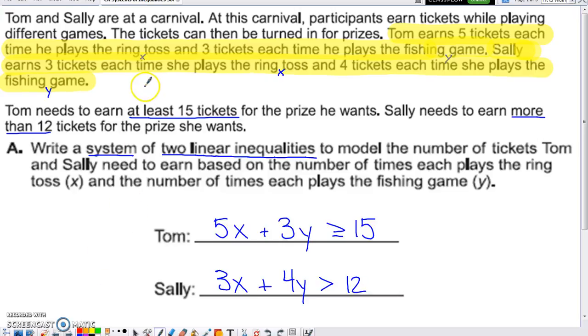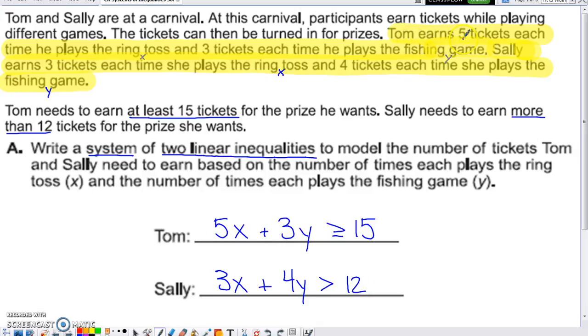So if you read what we're told in the paragraph that precedes what we're actually asked to do, it's telling us two people are at a carnival. At this carnival, the people there earn tickets while playing different games. The tickets can then be turned in for prizes. I've already highlighted this, and this is pretty much the most important part of the problem statement.